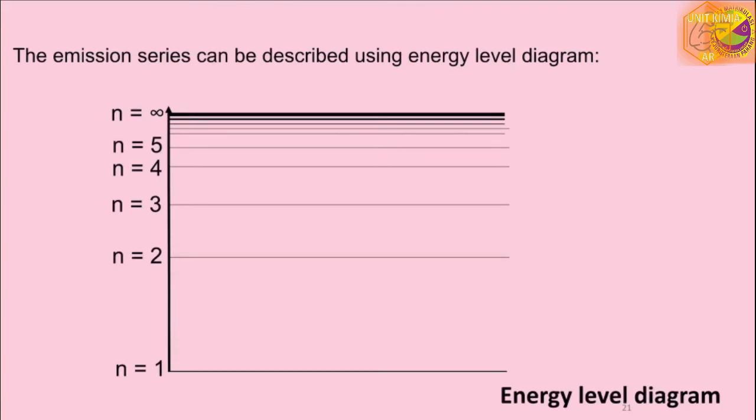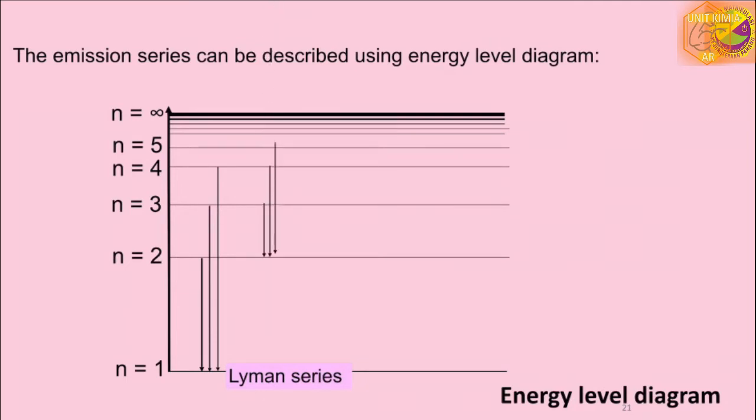The emission series can be described using an energy level diagram. The ground state for Lyman series is n equal to 1. So, the lines in Lyman series are formed when an electron at an excited state falls back to n equal to 1. As for Balmer series, the ground state is n equal to 2. So, the lines in Balmer series are formed when an electron at an excited state falls back to n equal to 2.